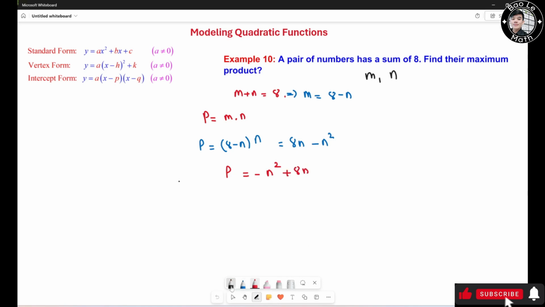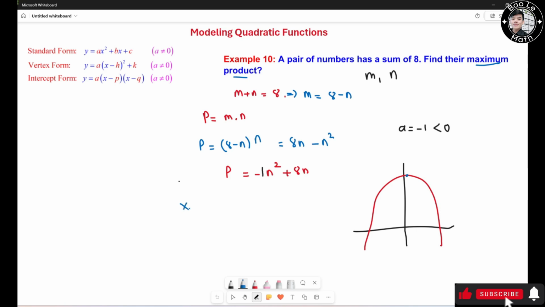And you see that actually the coefficient a of the standard form right here equals negative 1, right? So because a equals negative 1 less than 0, the quadratic function has a maximum value, right? It's going to be like this, right? So the maximum value is going to be somewhere right here, right? They ask you to find their maximum product, right? So you need to find the x-coordinate of the vertex, right? The x-coordinate is actually the axis of symmetry.